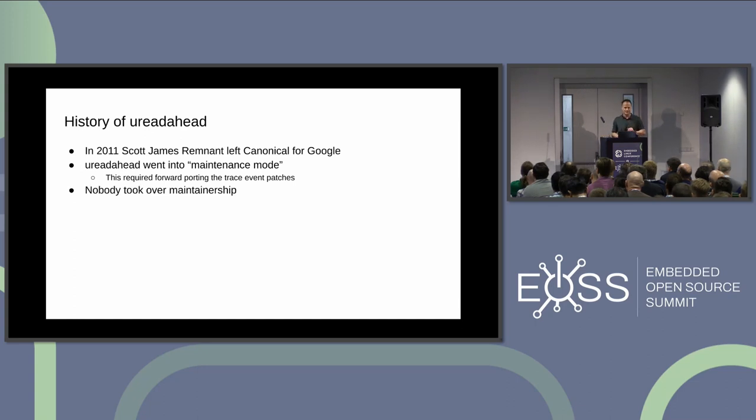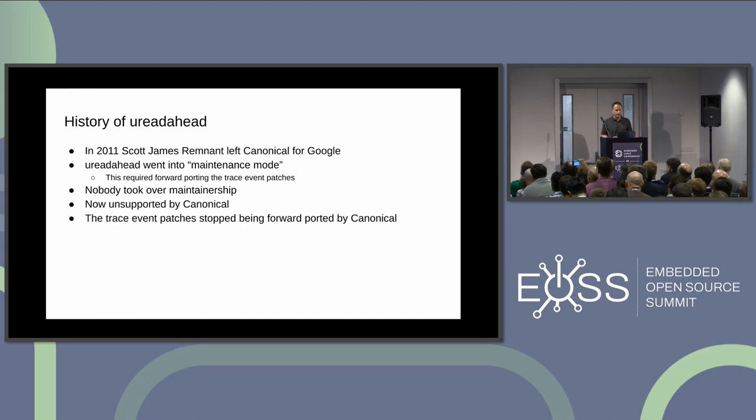Ureadahead would be dead, so no one actually took over maintainership. It is today unsupported by Canonical. Why? Most likely, I bet they stopped forward porting those patches. They probably said, what are these patches that we're forward porting for, not having any idea why. I'm just speculating. I don't work for Canonical, and I never asked the people that do this, but I'm assuming the Canonical folks are like, I don't know what these things are. They stopped supporting it, so of course Ureadahead stopped working.